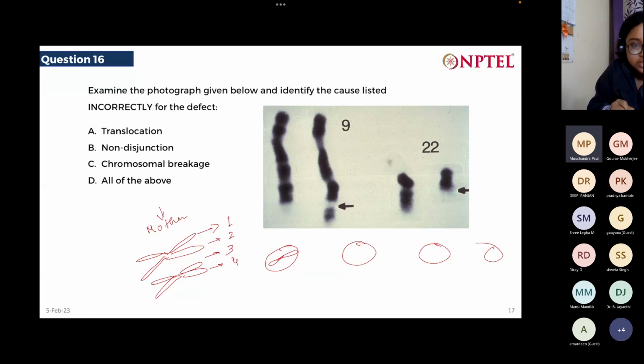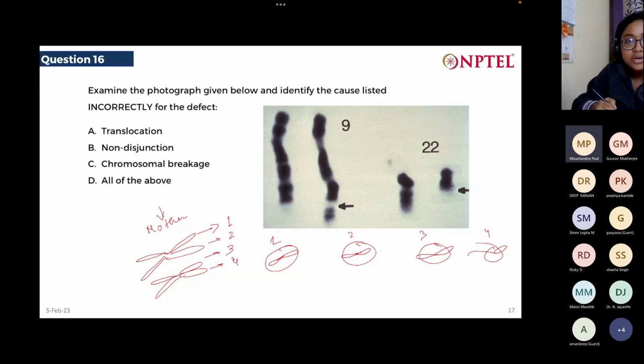Like this person has received these 2 homologous chromosomes from their parents. Now she is going to pass it on to the next generation. So here 1 is coming, 2 is coming, 3, 4. So what I'm trying to say is the equal distribution of each chromosome is happening.